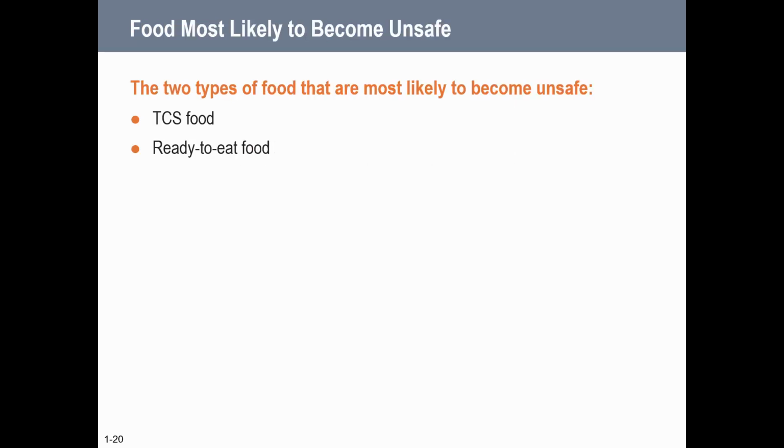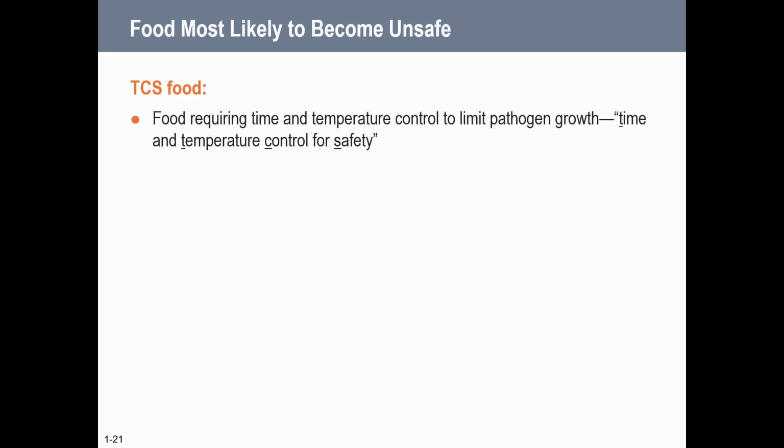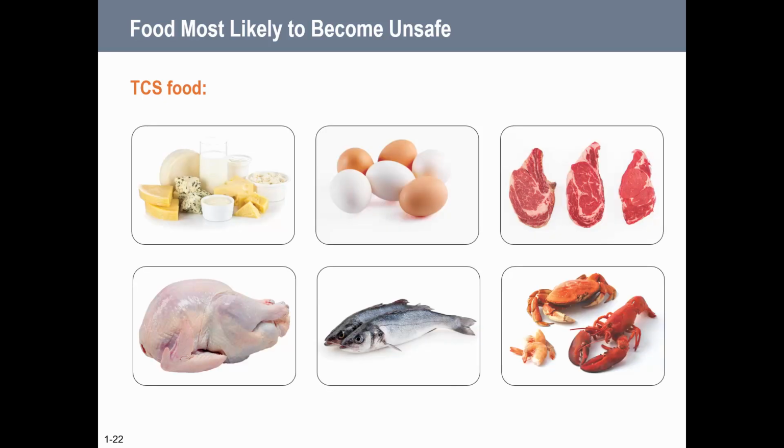So I want to talk about the two types of foods that we're most concerned about becoming unsafe. The first is TCS food, and TCS stands for foods that require time and temperature control for safety. And so, I kind of think about refrigeration when I think about this. What do we need to refrigerate to control things?